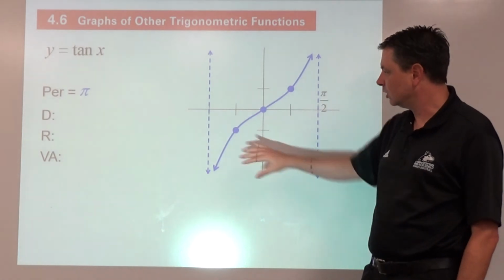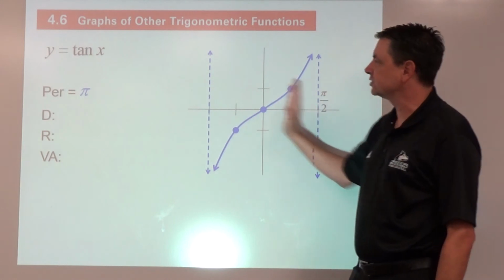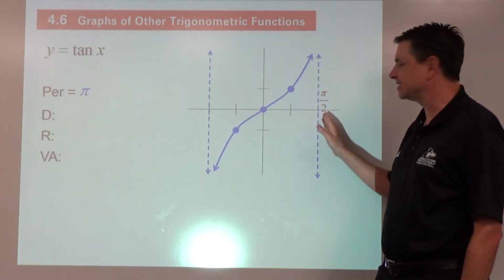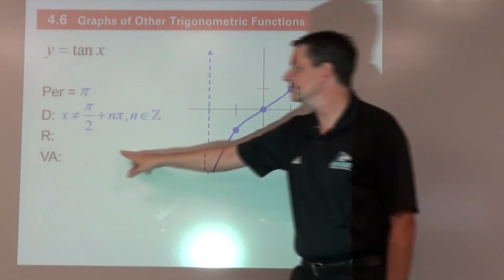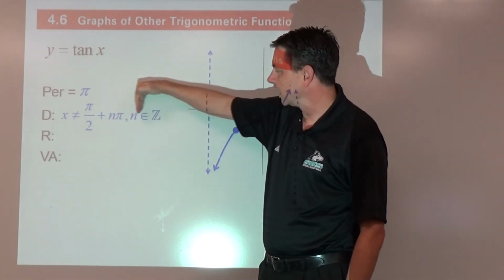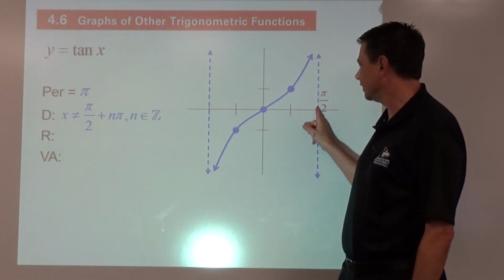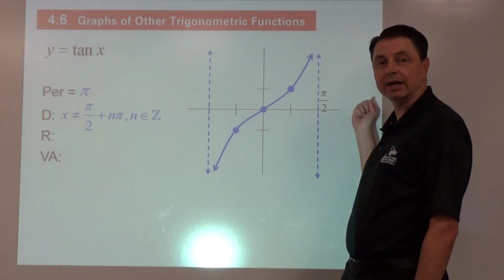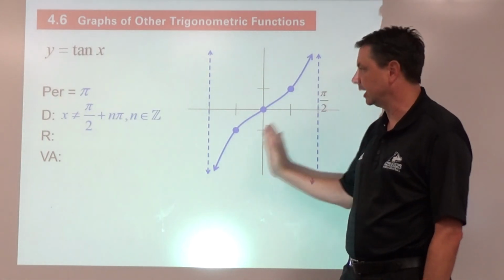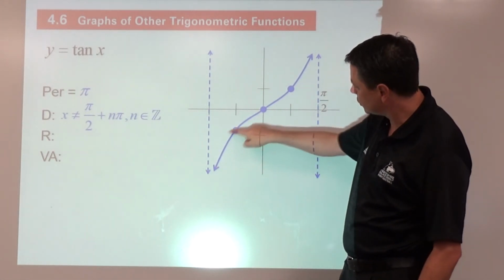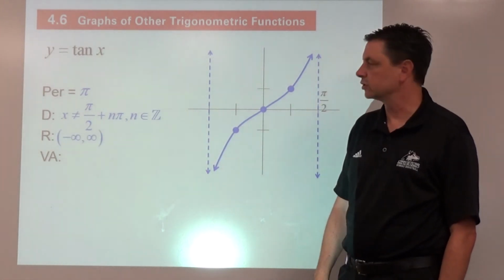The domain, well, all these are good, but no x values here, no x values here. They're separated by pi, so we could say x cannot be pi over 2 plus any multiple of pi, where n is an integer. Meaning x cannot be pi over 2, x cannot be pi over 2 plus pi, x cannot be pi over 2 plus 2 pi, pi over 2 plus 3 pi, and so on, and going backward. The range, forever down, forever up. All real numbers for the range.